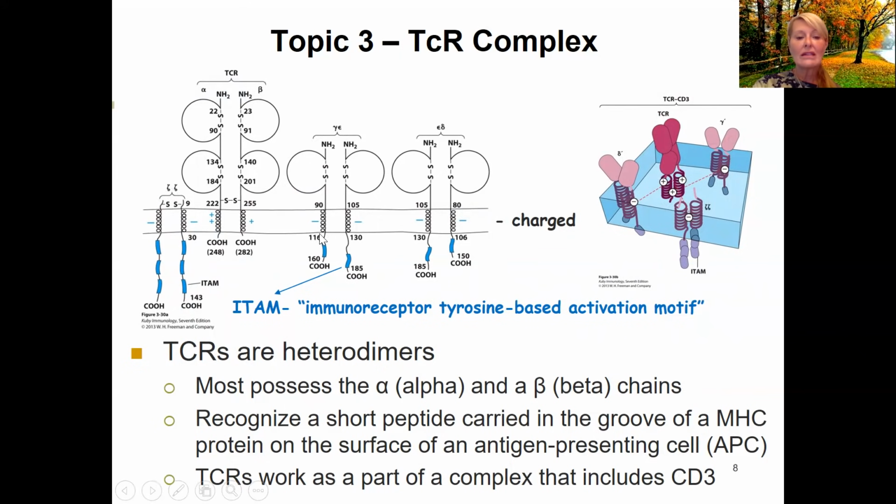And you'll notice that these little blue bars here, these are ITAMs. And you may have learned about these already in association with the B cell receptor. And these ITAMs refer to immunoreceptor tyrosine-based activation motifs. Because when these are activated, they can send signals, positive signals, through to the rest of the cell. And some of those signals are fairly complex.